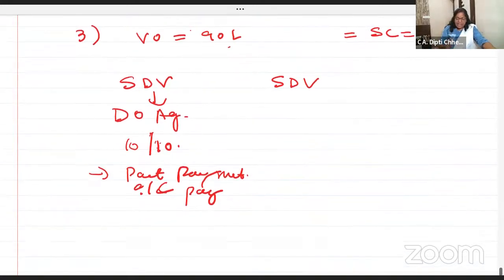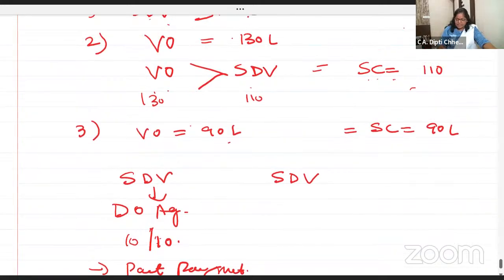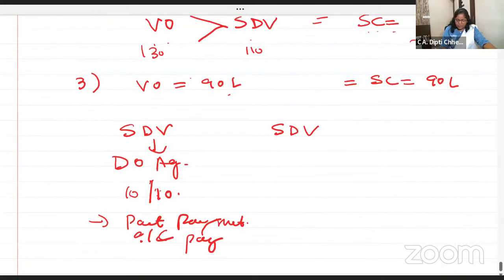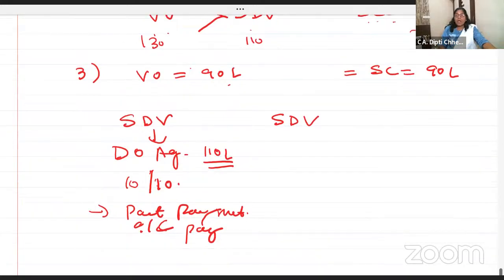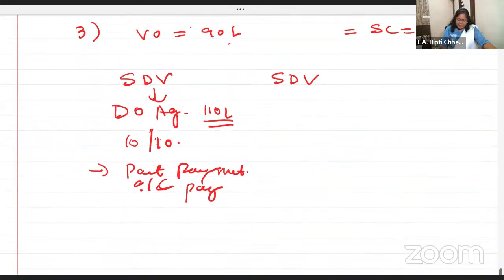Pay attention. If the stamp duty value is given on the date of agreement, say 110 lakh, and on the date of agreement part payment is received by account payee cheque, RTGS and all, then take the actual sale consideration as the stamp duty value of 110.